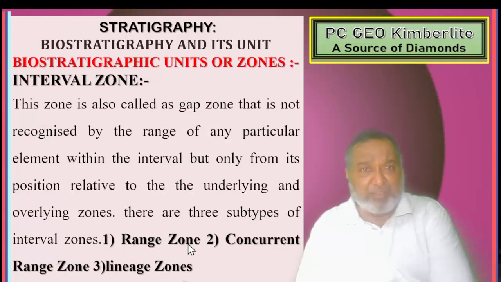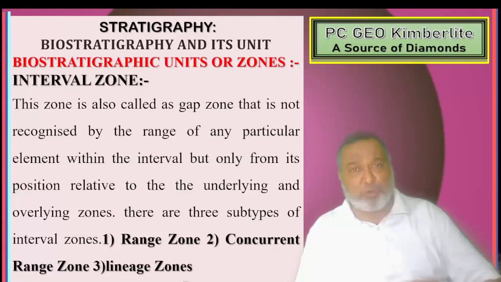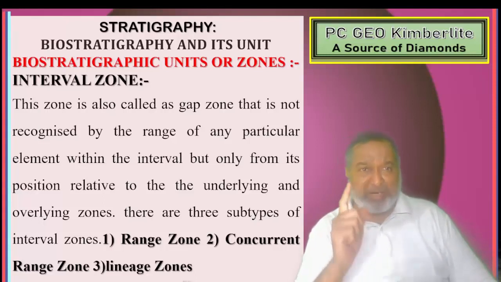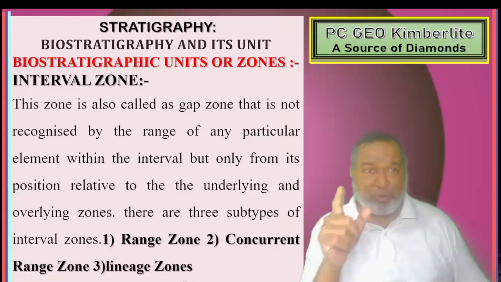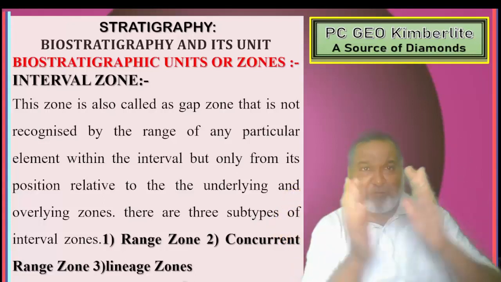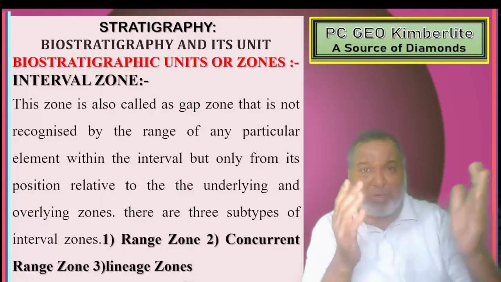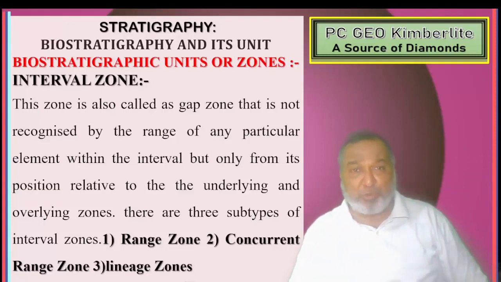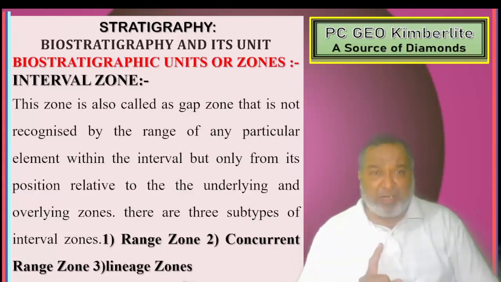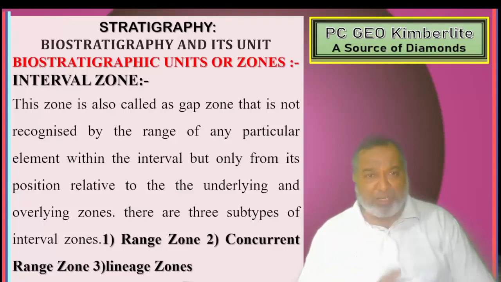Interval zone. This zone is also called a gap zone. Yes, remember now, interval zone is also called a gap zone. Might be in an MCQ, it will be asked. It is not recognized by the range of any particular element within the interval, but also by its position relative to the underlying and overlying. So whenever we make out an interval, we are going to have the uppermost and lowermost zones. There are three subtypes of interval zones: the range zone, concurrent range zone and linear zone.